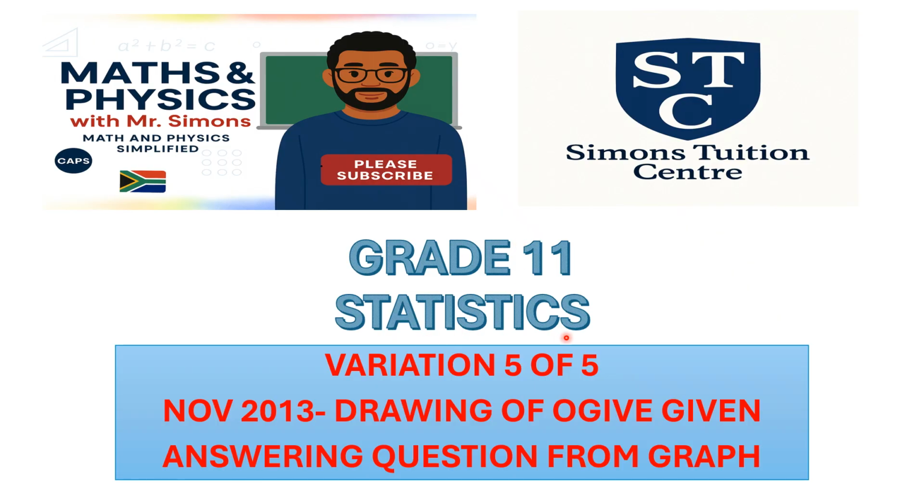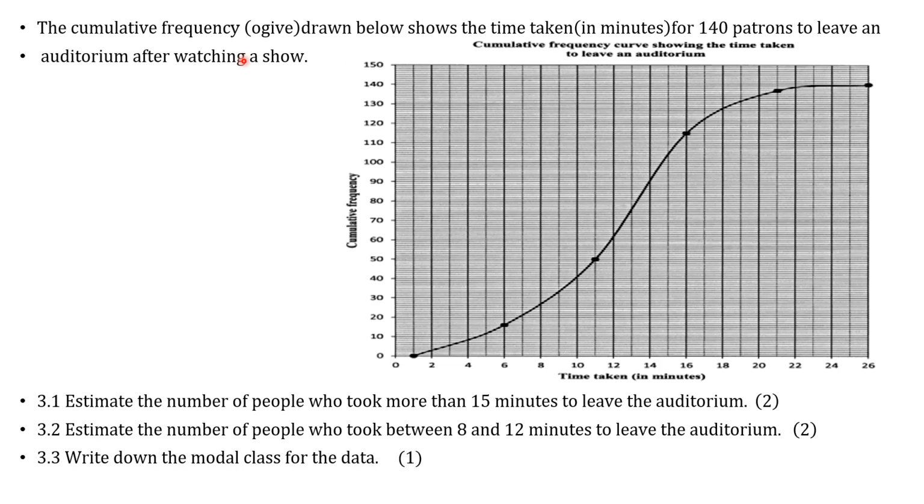Variation 5 of 5. We've given you a drawing of an Ogive and we're going to answer questions from that Ogive graph. The cumulative frequency Ogive drawn below shows the time taken in minutes for 140 patrons, so there, it's ending at 140, to leave an auditorium after watching a show.